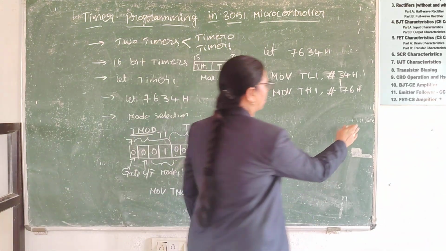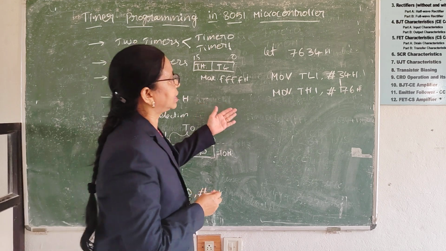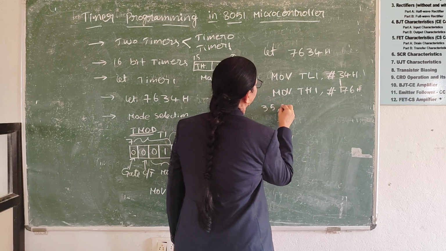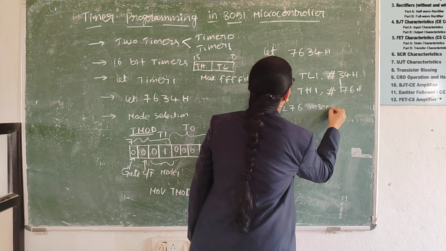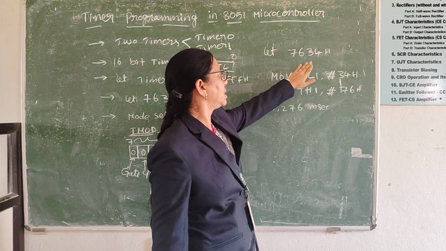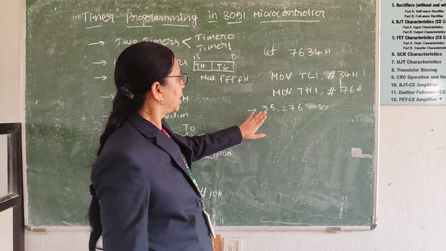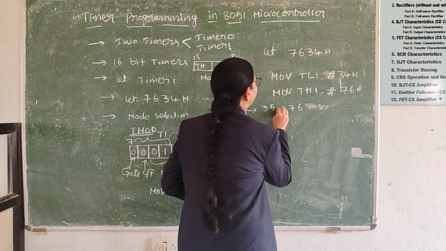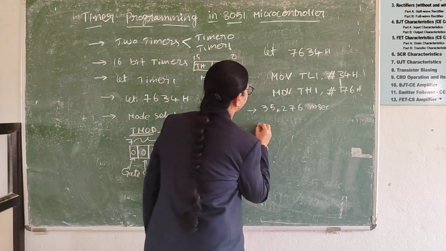Now we have to write the program to provide the required time delay. Already in the last session we calculated the time delay for the initial value 7634H. That time delay is 35.276 milliseconds. If you program the timer like this, it provides a time delay of 35.276 milliseconds. For this, I am writing the program.